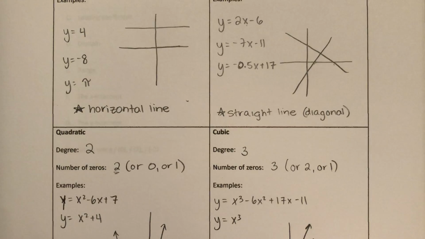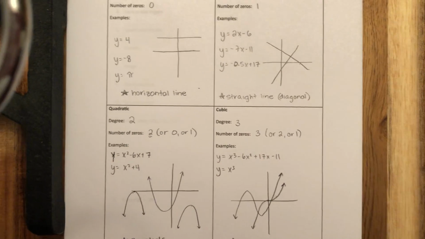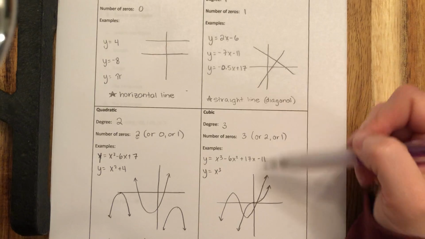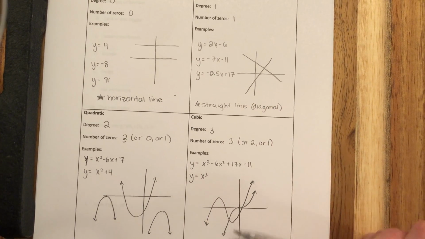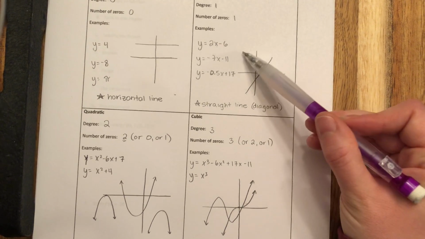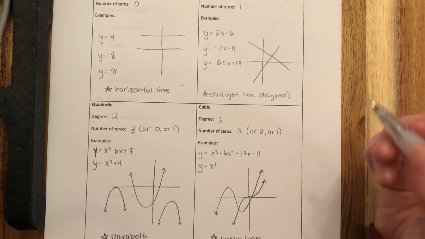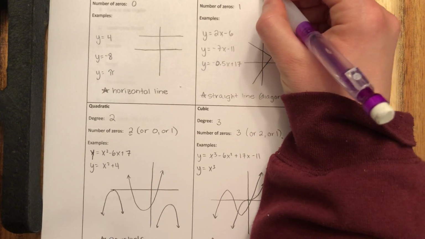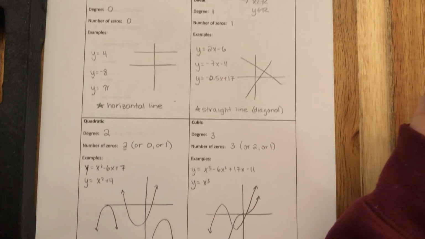There's some patterns here with odd and even degree functions. I'm going to zoom out a little bit. On both my odd degree functions, notice how one end goes up and one end goes down. One end goes down, one end goes up. That's always going to be true. So for odd degree functions, your domain is always going to be all real numbers. Your range is always going to be all real numbers.